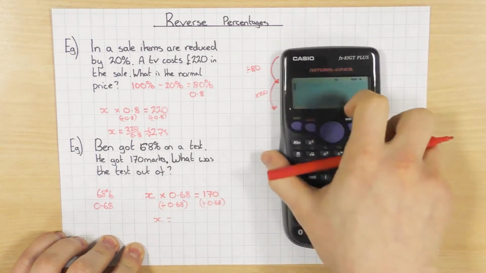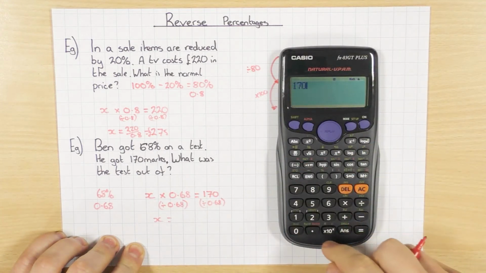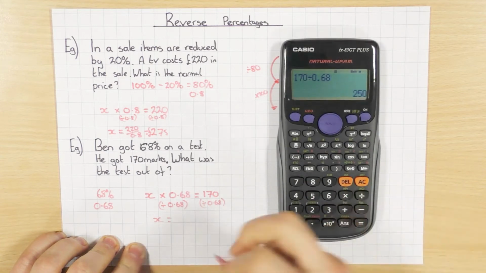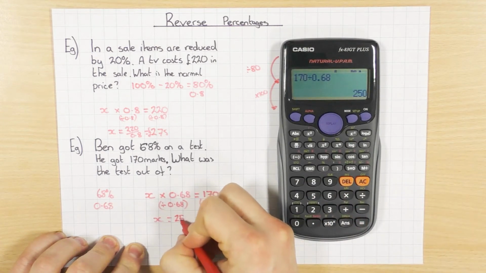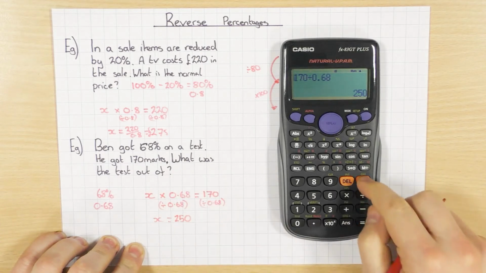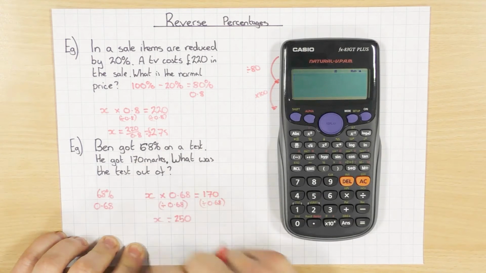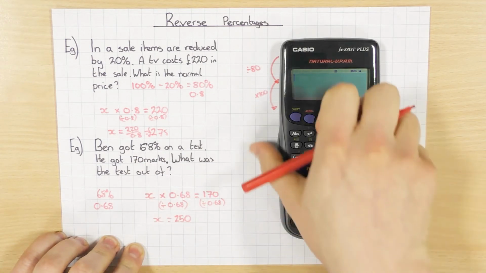Times them by 0.68, so I need to do the opposite and divide by 0.68, both sides. And therefore, let's have a quick butchers. 170 divided by 0.68, 250. So the test is out of 250. And again, you can check it by working out 68% of 250 and checking it's 170.